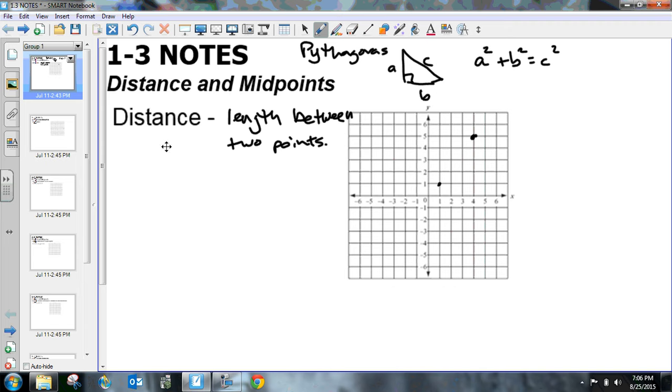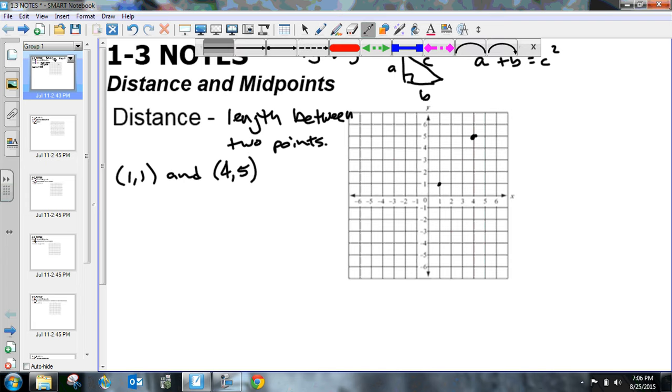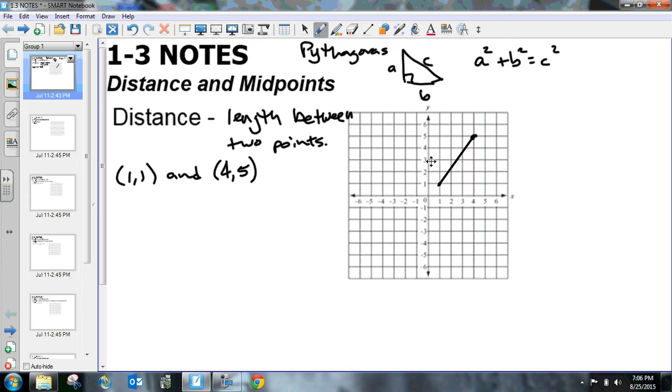All right, and so let's take a look at the distance between the points 1, 1 and the point 4, 5. Okay, and so what I would do, trying to find the length between this point here and this point here, I'm just going to call point A and point B. Okay, we want to find the distance between point A and B. So I'm going to write that over here.